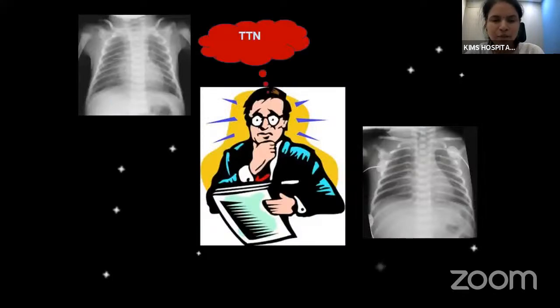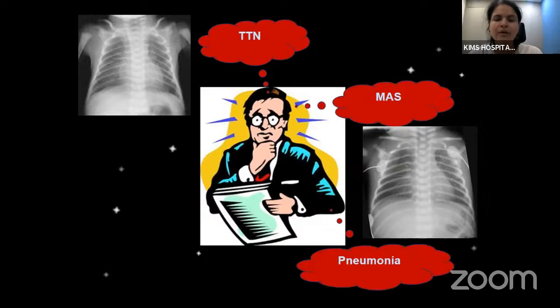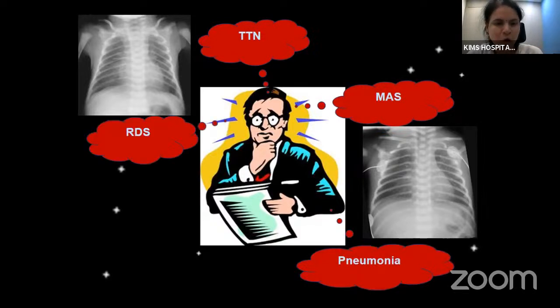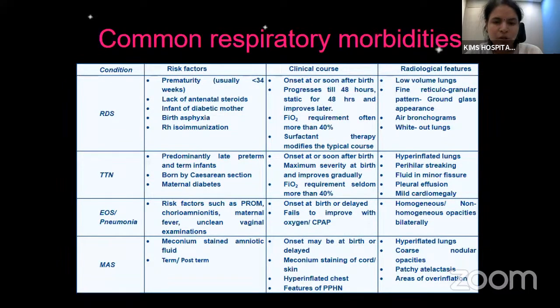So the potential differential diagnoses in our minds as clinicians include transient tachypnea of newborn, meconium aspiration syndrome, whether this is early onset sepsis with pneumonia, or whether this could be respiratory distress syndrome, hyaline membrane disease, because this baby is preterm. So when we look at the approach and the various differential diagnoses, we will consider the risk factors, clinical course, which will help us to differentiate one condition from the other, and typical radiological features, all three of which help us to ultimately reach the most appropriate diagnosis in each of these conditions.